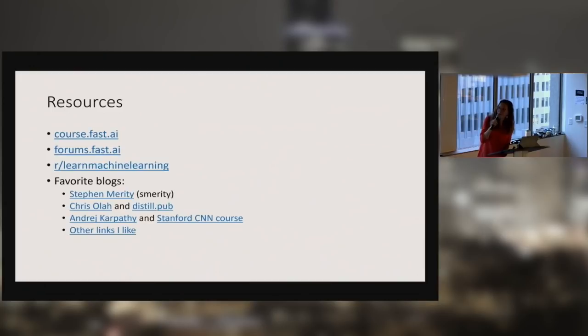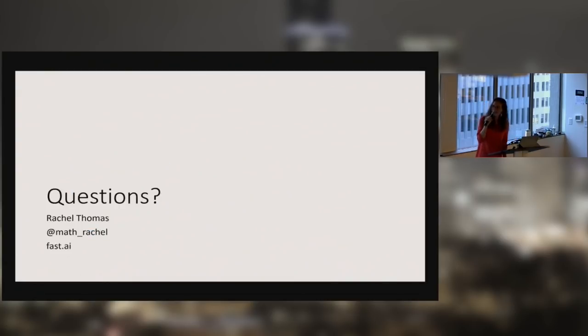Then I wanted to leave you with a few resources. There's our free course and our forums, and the Learn Machine Learning subreddit. Some of my favorite deep learning blogs are Stephen Merity and Chris Olah. He doesn't update his old blog anymore, but you should still read his old posts. He now spearheads distill.pub. Then Andrej Karpathy, and I think the Stanford CNN course, which is freely available, is also excellent. I'll tweet a link to these slides probably tomorrow. There's a link to a blog post I wrote that links to about 15 blog posts I like in the area of deep learning. So I can take some questions now.